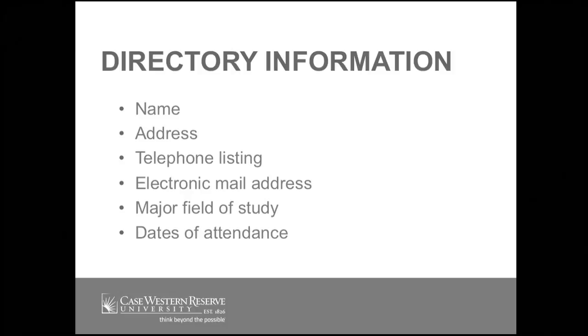The following information is what Case Western Reserve University determines as directory information. Here are just a few examples, such as name, address, telephone listing, electronic mail, major field of study, and dates of attendance. To discuss the most current items that are considered directory information, please visit our website at www.case.edu/registrar. While directory information can be released without a student's written consent, it's always best to be cautious when releasing this information, especially if you're not sure if a student requested confidentiality.